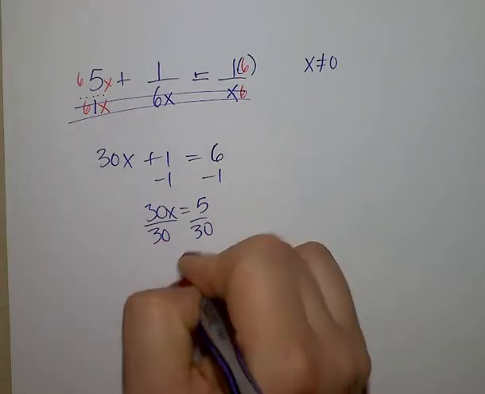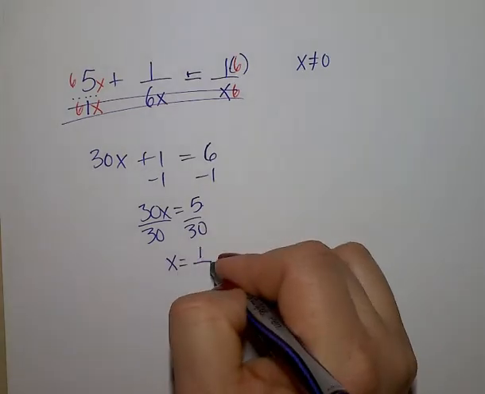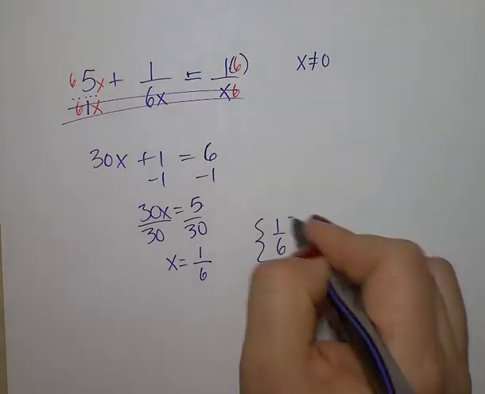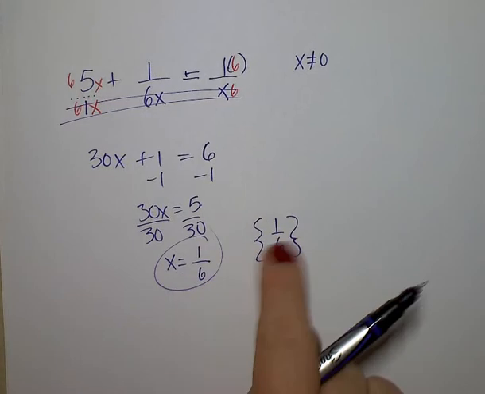And now I need to reduce this. So 5 goes into itself once, and 5 goes into 30 6 times. Written as a solution set would look like this. This is not 0, so this is my final answer. I can write it in either form.